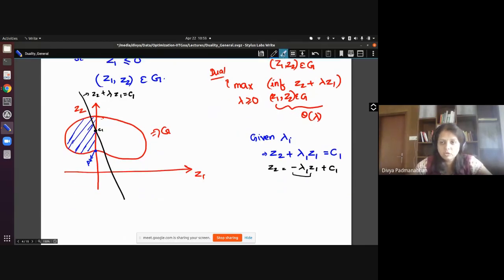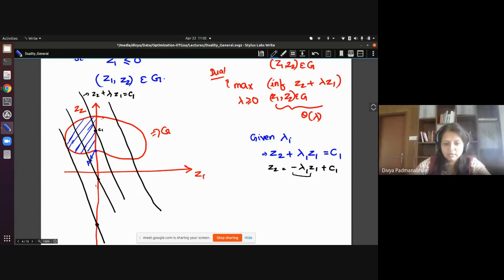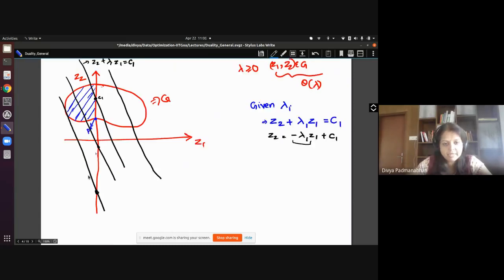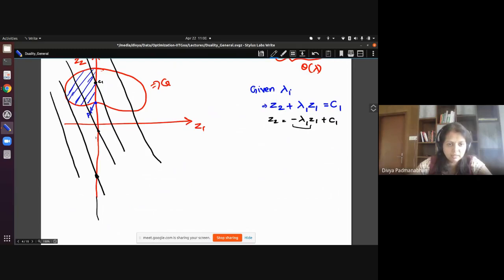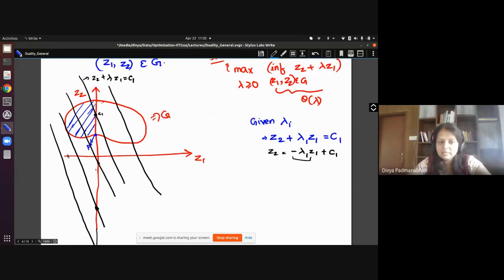Let's look at another line with the same slope, something like this. This will have a larger intercept. Now something here will have a smaller intercept. How far can this go? How much lower can I bring it? That would be given by something like this. Some point here is going to be the lowest intercept I can get. If I take some other parallel line, I'll get an even lower intercept, but that is not the infimum.